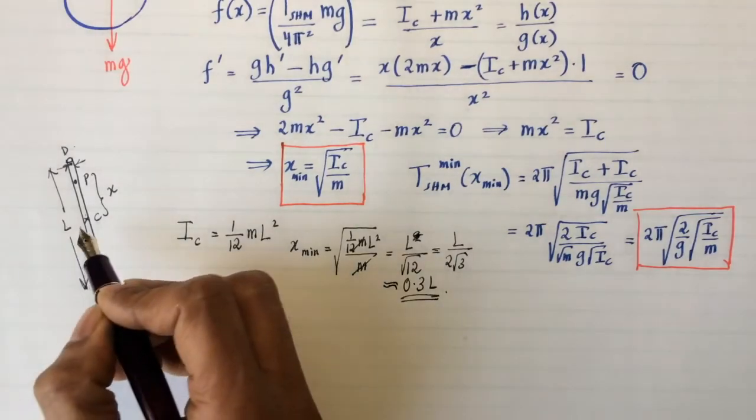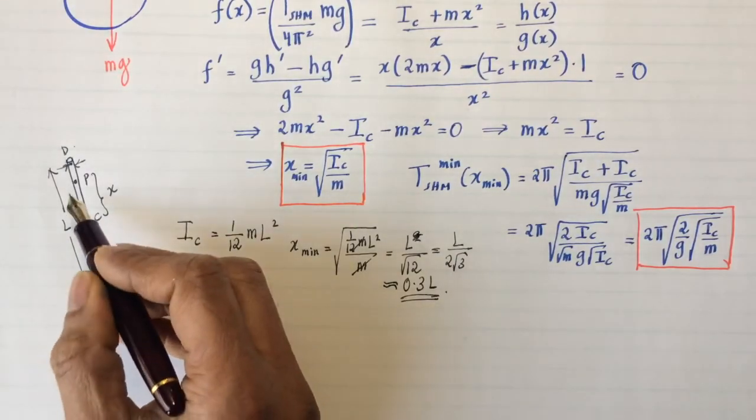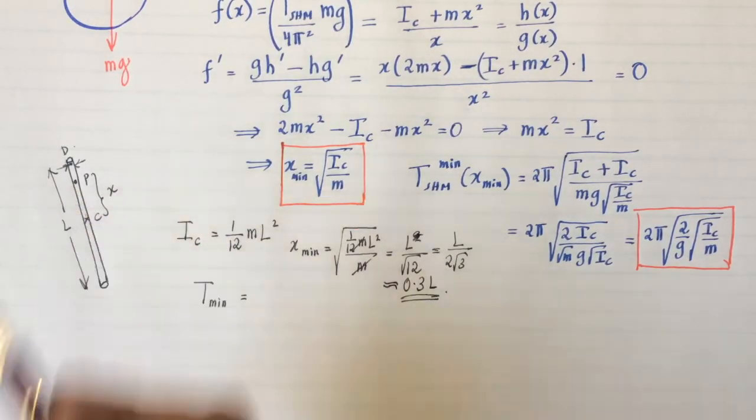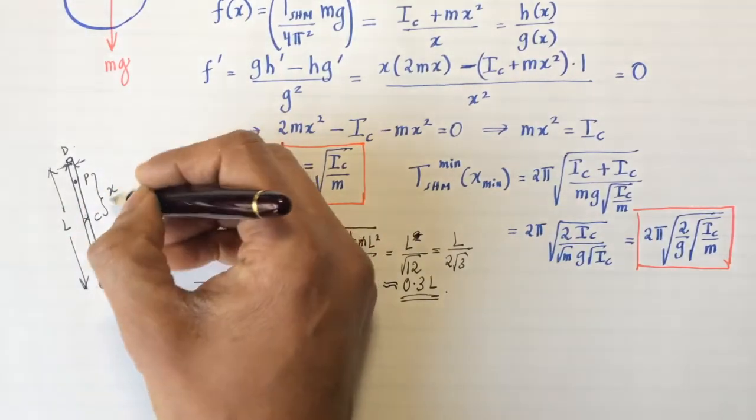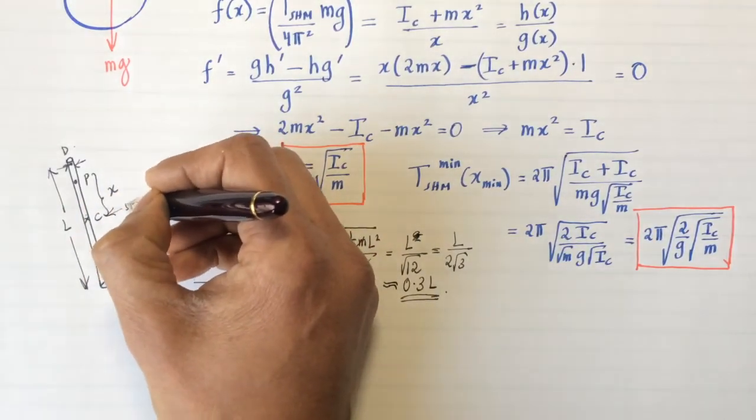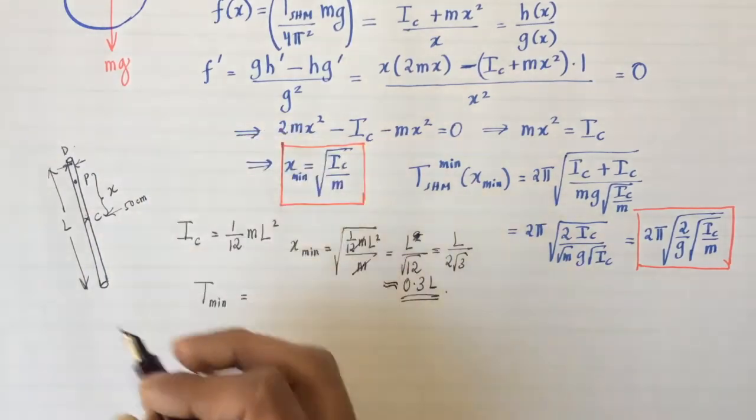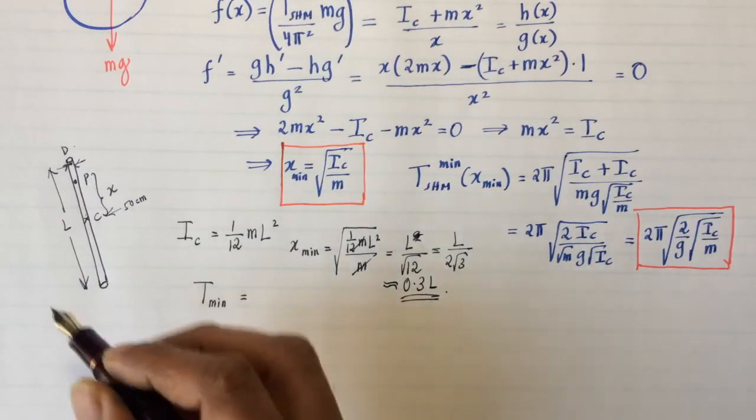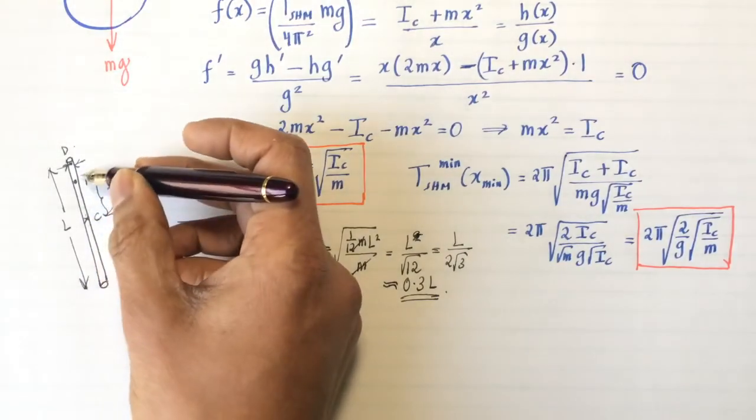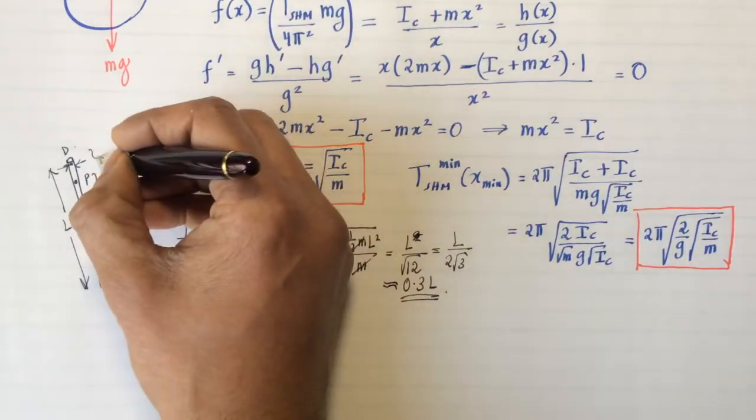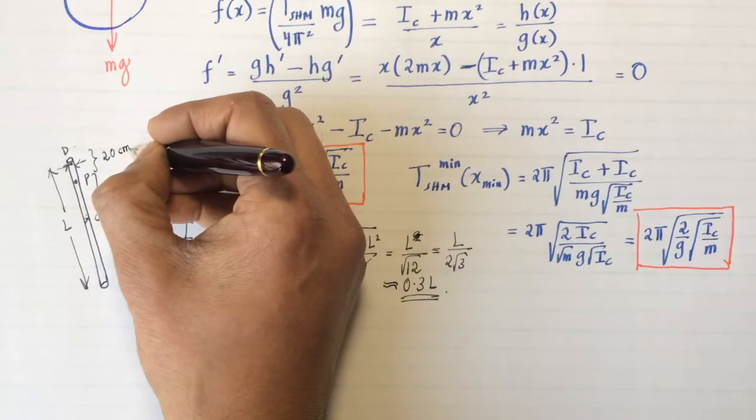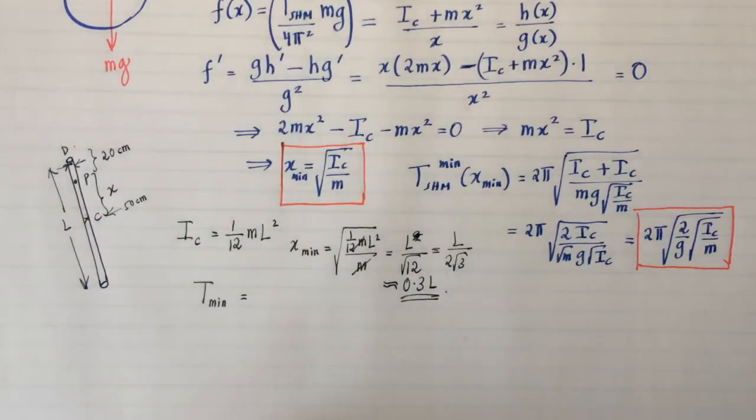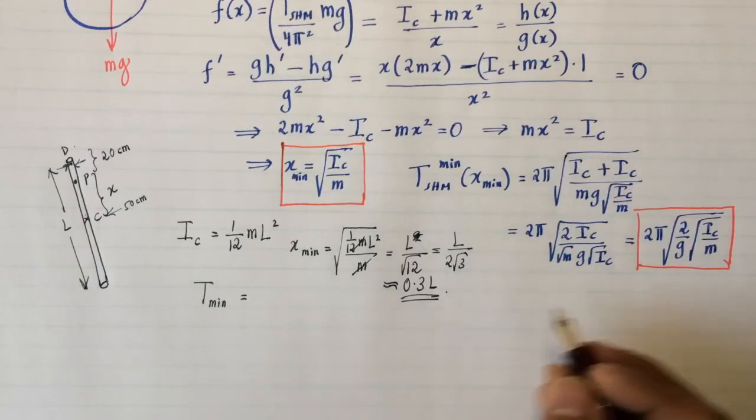So you have to place it 30% of the length from the center. So if this is a meter stick and this is the 50 centimeter mark, this has to be placed 30 centimeters away from the 50 centimeter mark. In other words, 20 centimeters from the top is where you would find a meter stick's optimum position for poking that hole. Now, what's the minimum period under those circumstances?